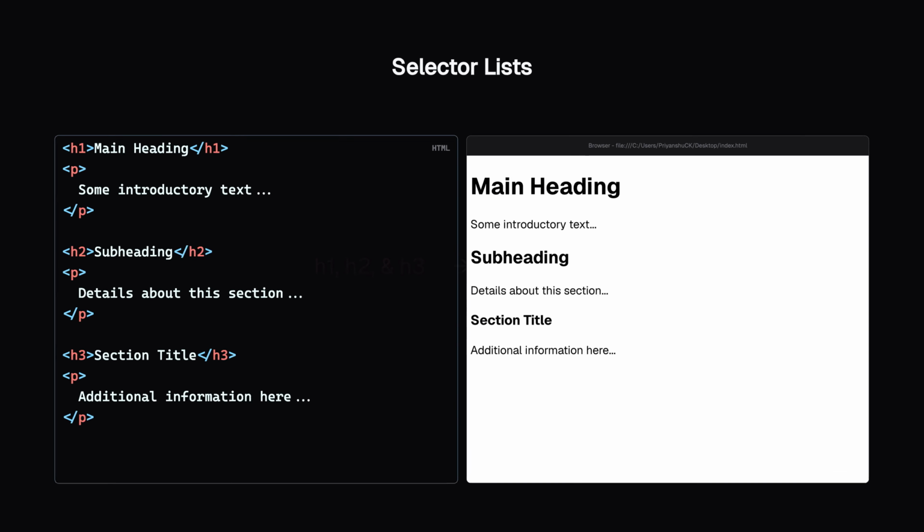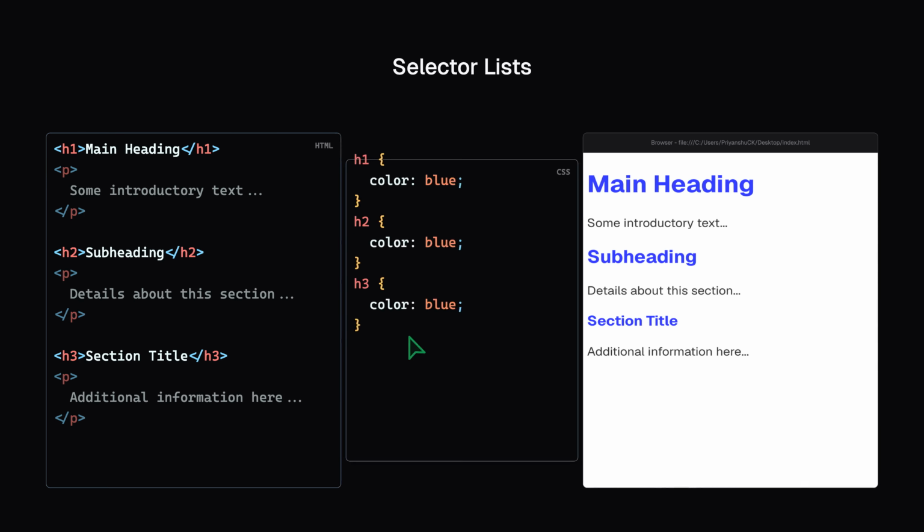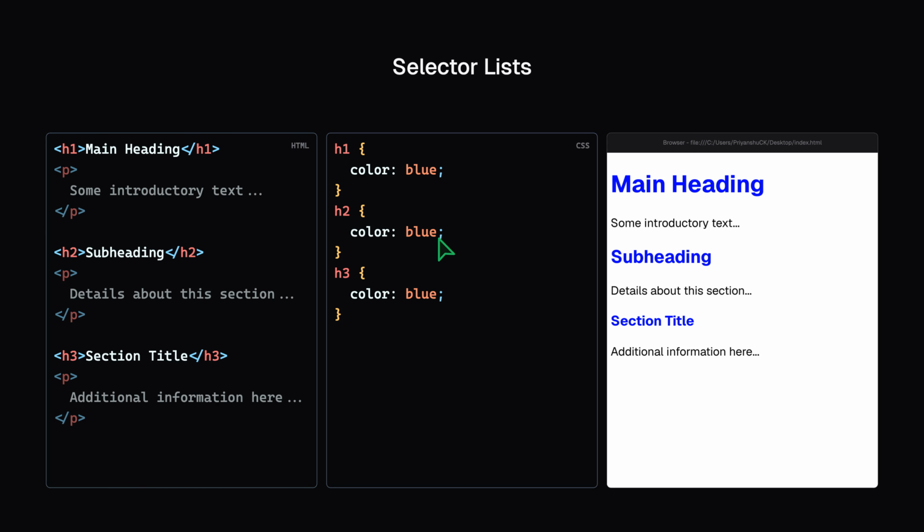Now that we have learned about type selectors, class selectors, and ID selectors, let's talk about something that will make your CSS writing much more efficient. Selector lists. Instead of writing separate rules for elements that need the same styling, you can group them together. Let's say you want all your headings H1, H2 and H3 to have the same blue color. Without selector lists, you would write this. That's a lot of repetition.